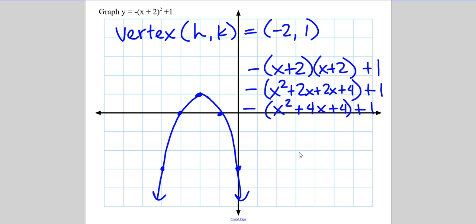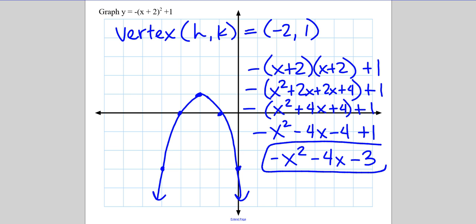So far, I just FOILed this out because I remember x plus 2 squared. I'm going to write it twice and FOIL it, combine it. Next, I have to multiply this negative first before I can do the adding. So I'm going to multiply that through. And then I'm going to combine my like terms. And that is equal to what I had at the top here.